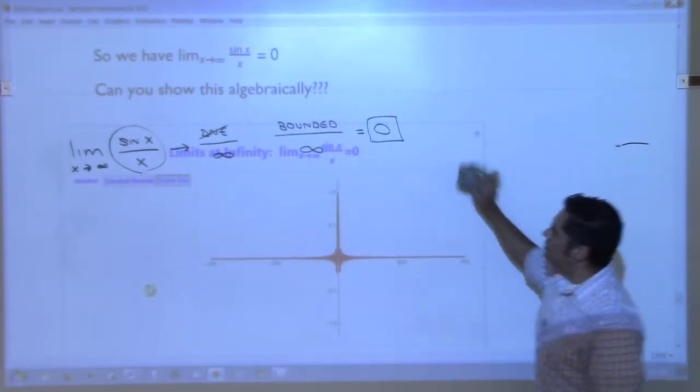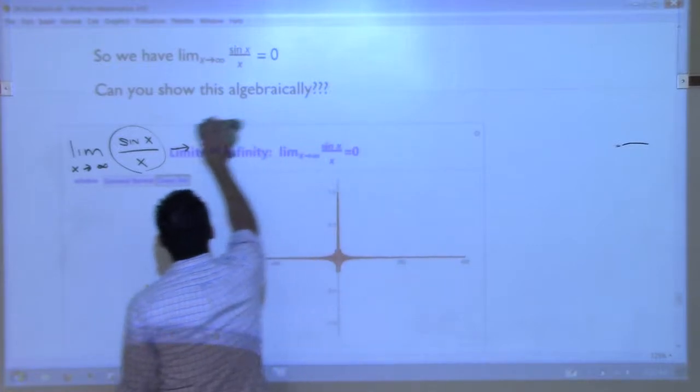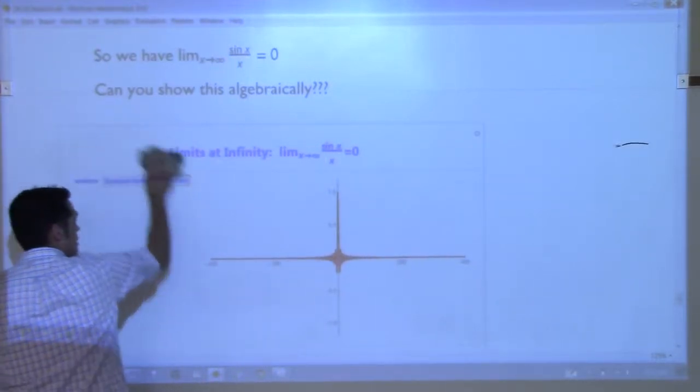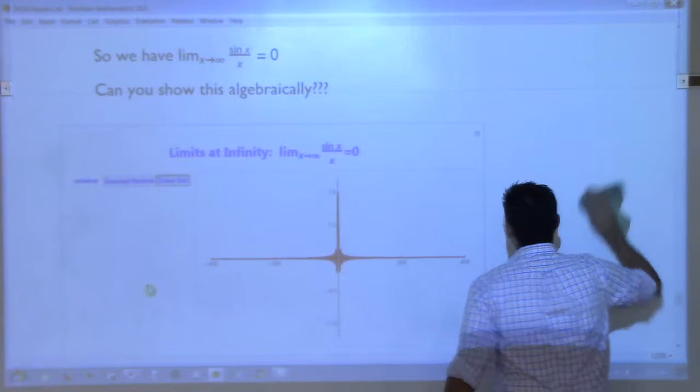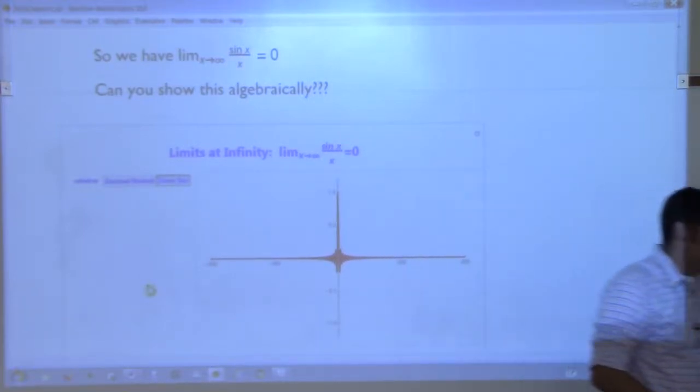Now, this is actually a really important function. I was talking to my daughter the other day. Have I told you all about my daughter? She's 9? Okay, well, anyway.